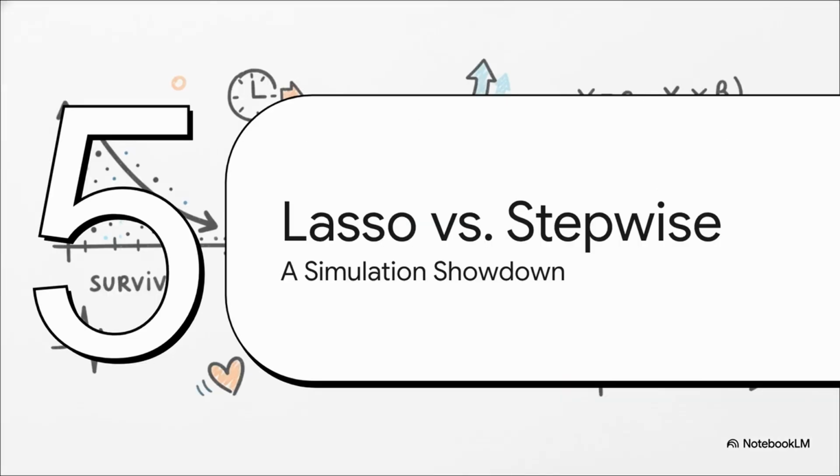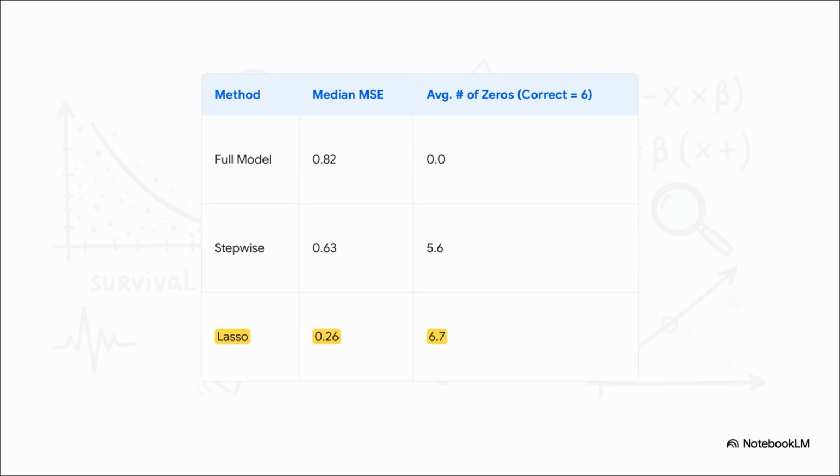So, this new method seems pretty awesome, but is it actually better than what people were using before? Well, the paper puts it to the test, pitting it directly against the most common method at the time, which was called stepwise selection. And just look at these numbers. This is from a simulation where there were a few variables that had a big effect and a bunch that had zero effect. The Lasso's error, that's the median MSE, is 0.26. That is dramatically lower, meaning way more accurate, than stepwise.